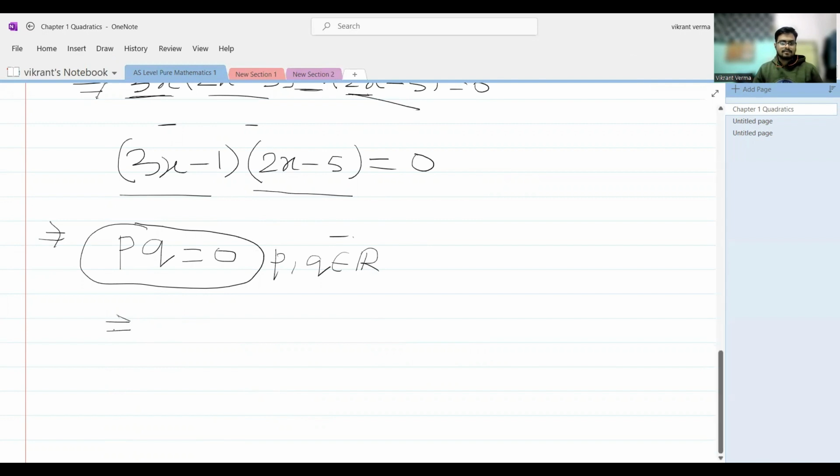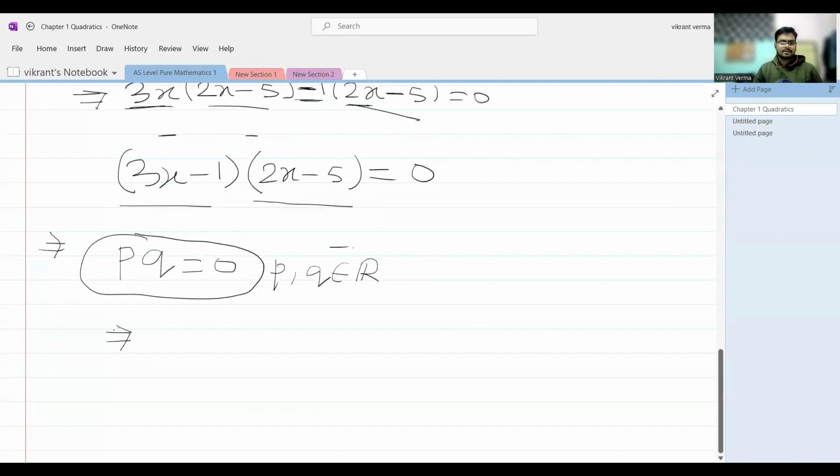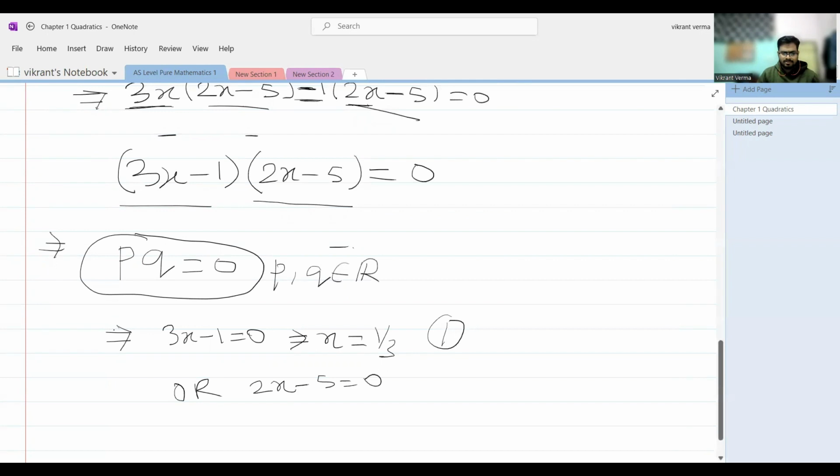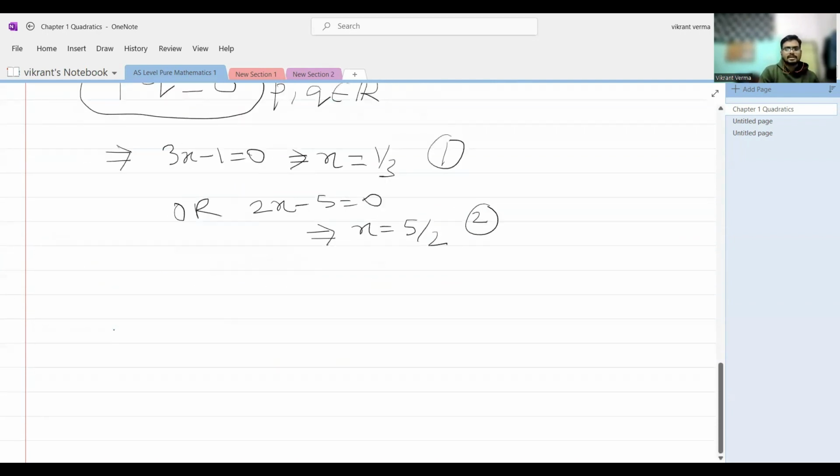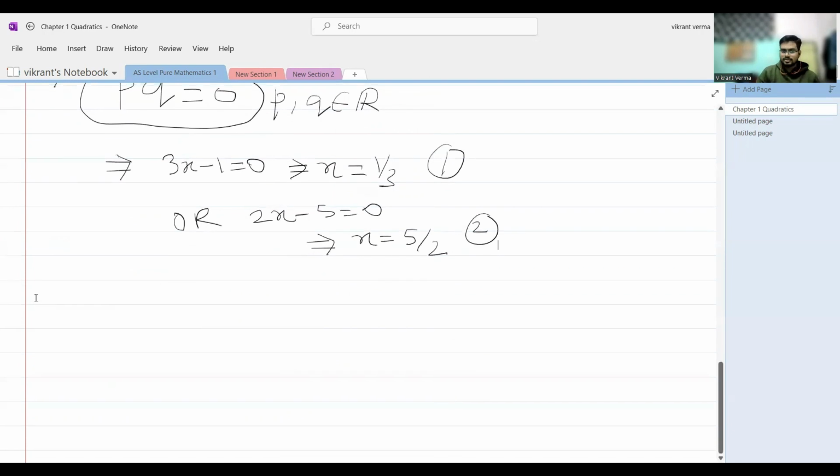By this idea, we can write that either 3x minus 1 equal to 0, which implies that x equal to 1 by 3. So this is the first solution. And similarly, or we have 2x minus 5 equal to 0, which implies that x is equal to 5 by 2. So this is our second solution. With this method, we have obtained two solutions.